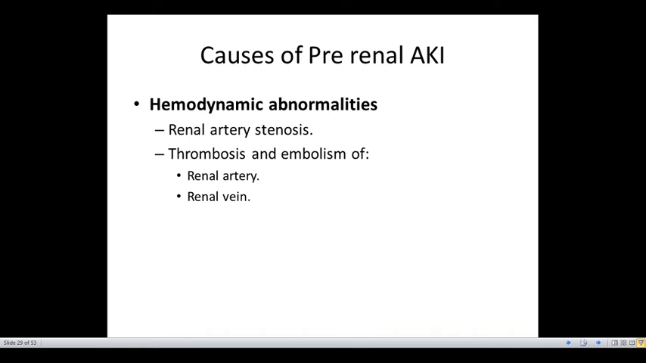Another cause of pre-renal acute kidney injury are the hemodynamic abnormalities, which may occur because of renal artery stenosis or because of thrombosis and embolism of renal artery or renal vein. So all these causes can cause pre-renal acute kidney injury.